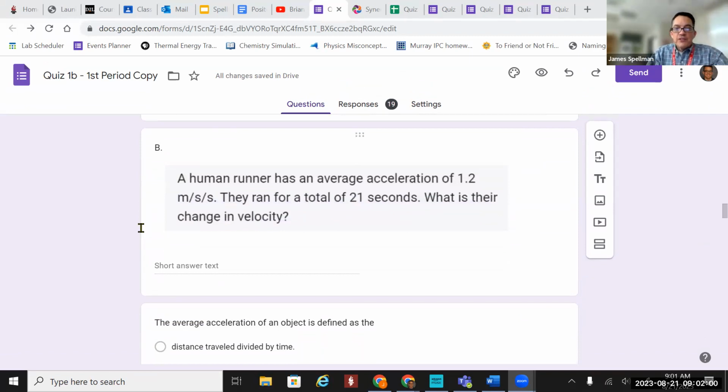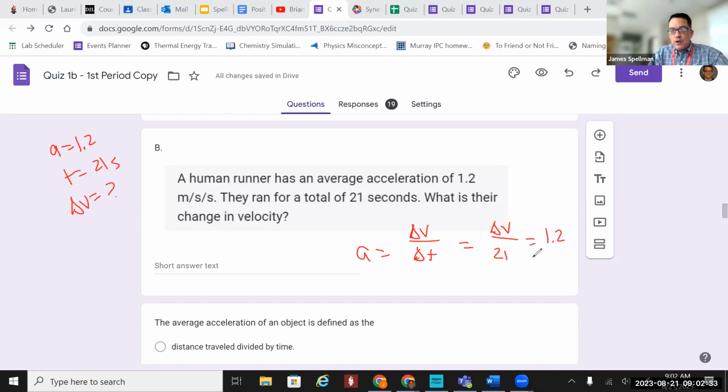This next one, Human Runner, has an average acceleration. Again, we want to write down the things that we know. We've got an acceleration of 1.2. We've got a time, which is 21 seconds. We're looking for a change in velocity. And that's what we don't know. Acceleration is change in velocity over change in time. The change in velocity, we don't know. The time was 21. And then that needs to equal 1.2.